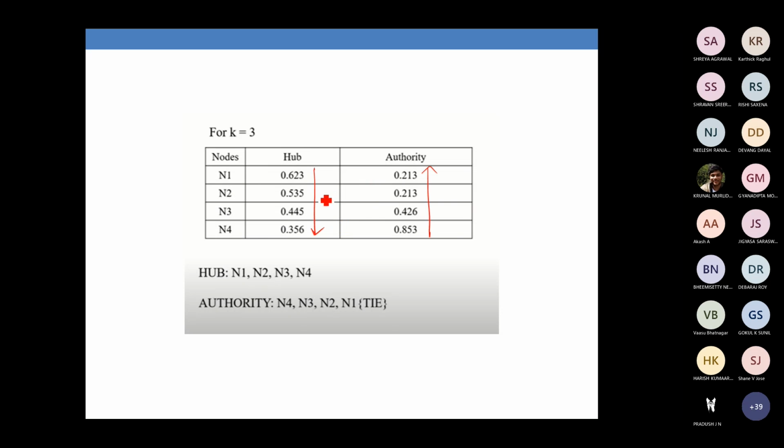And at one stage, these values will remain unchanged. For example, if I go to k is equal to 4, k is equal to 5, I will get hub scores and authority scores which have converged. Converged in the sense that no further update in the score can be attained. So that is what our hub score and authority score is.